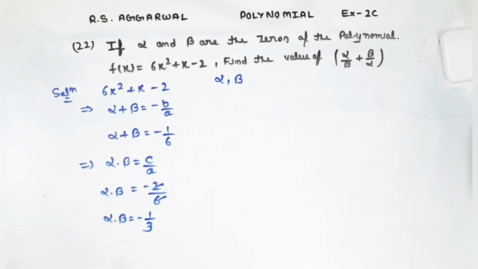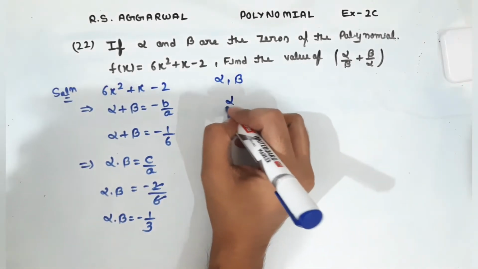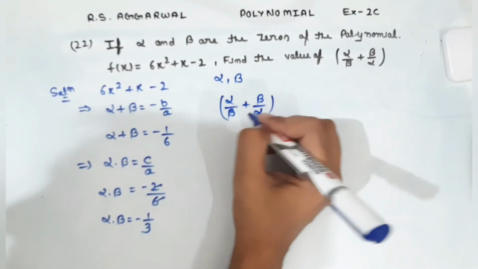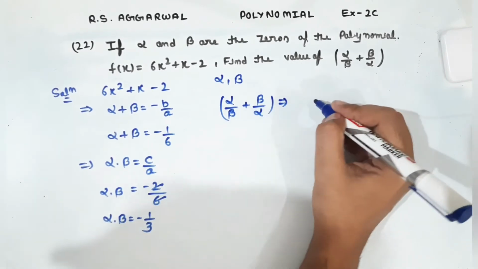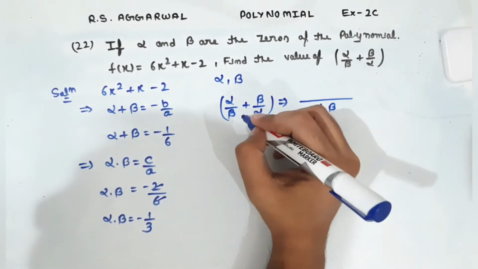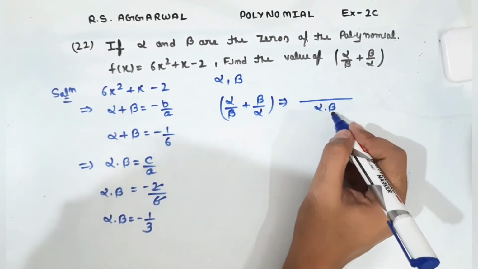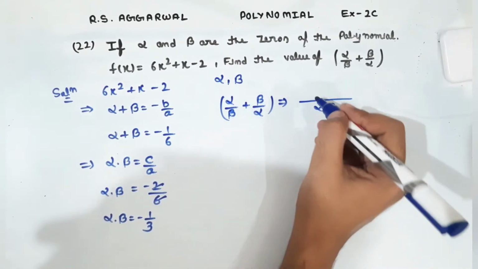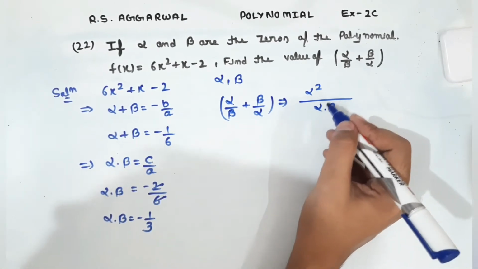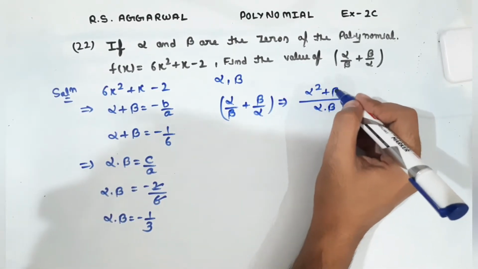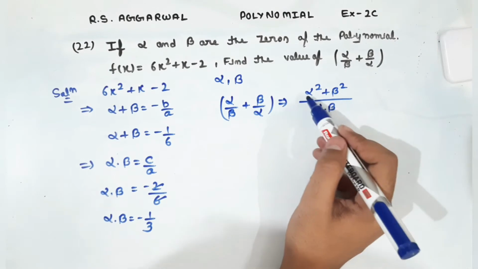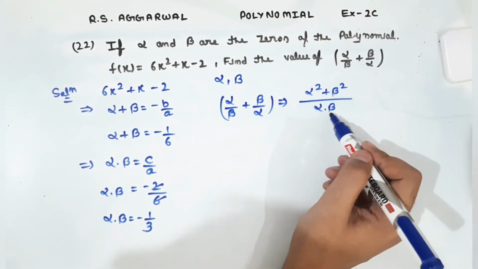We have to find the value of alpha upon beta plus beta upon alpha. So firstly we will solve this. We will get alpha into beta as the LCM. Beta will be cancelled out, alpha will be multiplied into alpha, so this is alpha square. Alpha will be cancelled out, beta will be multiplied to beta, so beta square. So this expression will be equal to alpha square plus beta square upon alpha into beta.